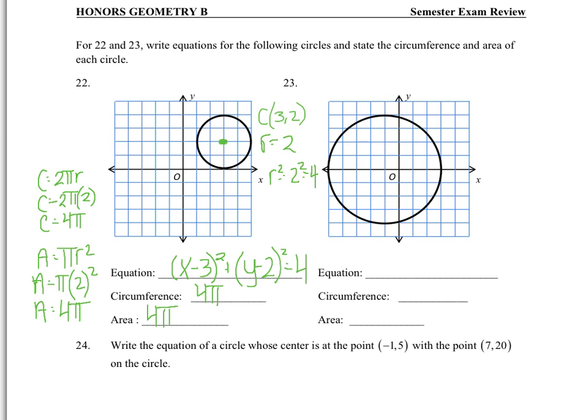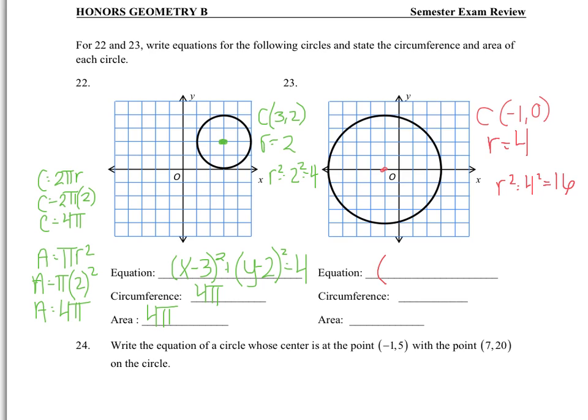For number 23, I'm going to find my center. Again, look at my widest points of my circle, or my tallest and my shortest, and find the middle. So my center is going to be at -1, 0. And when I count 1, 2, 3, 4, 1, 2, 3, 4, I can see that my radius is going to be 4, which means that my radius squared is going to be 4 squared, which is 16.